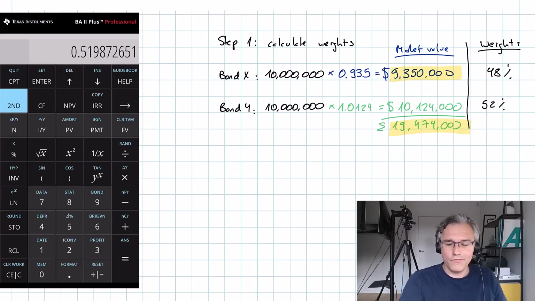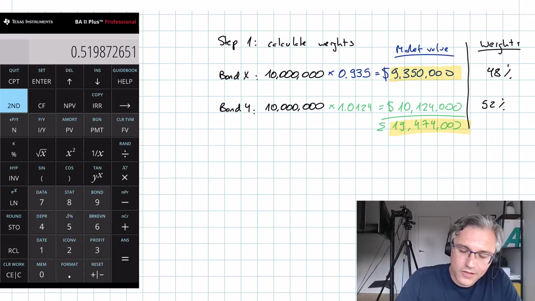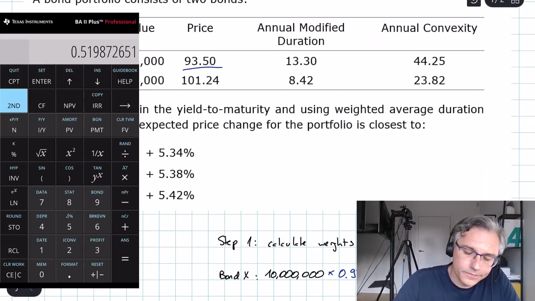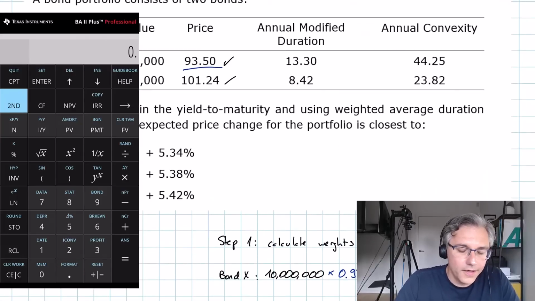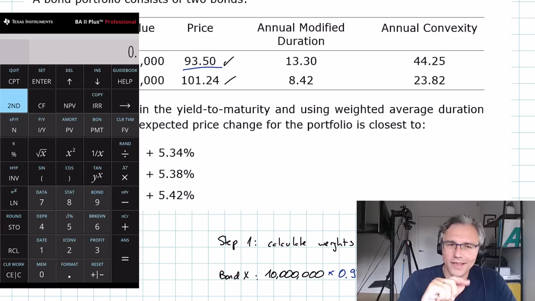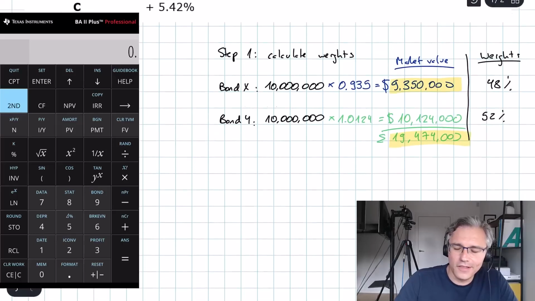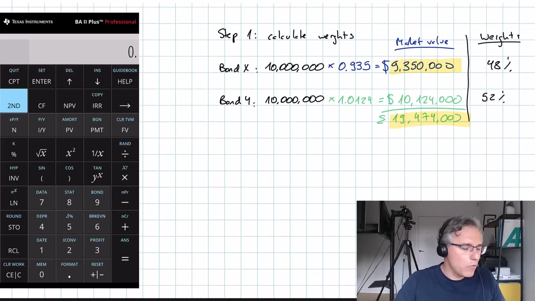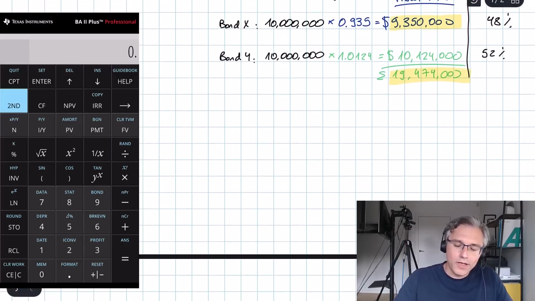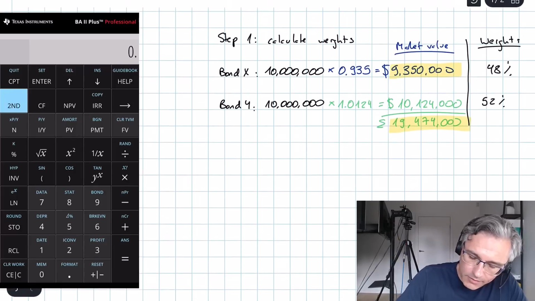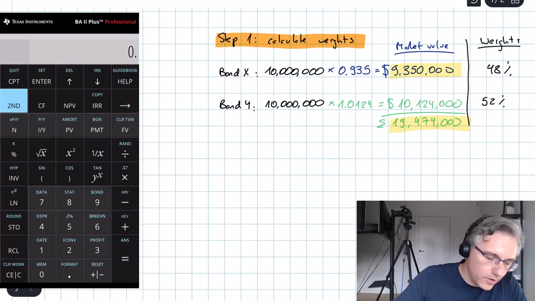I could have just summed these two prices, and because the par values are the same across the two bonds, you could have checked what the sum of the par prices is, and then calculated the weight of each price in the sum. That would have given the same weights. Right. What I need now, so that was my step 1, calculate the weights.